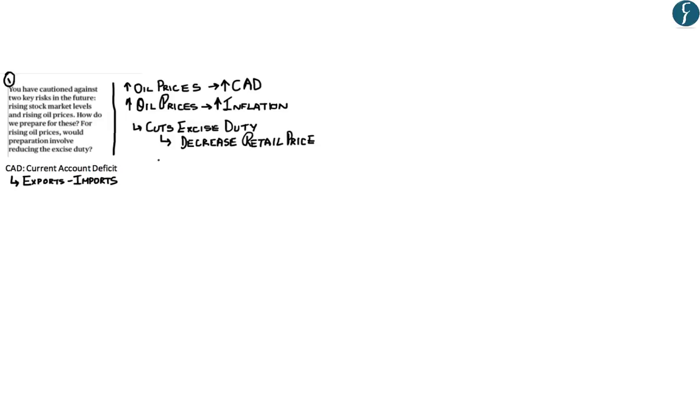However, a cut in the excise duty also results in a fall in the government's revenue. Since excise duty is a form of income for the Government of India, if they reduce this duty, it would simultaneously decrease the revenue of the Government of India. And if there is a fall in the government's revenue, it might increase the fiscal deficit. An increase in the fiscal deficit is not good from the government's perspective.